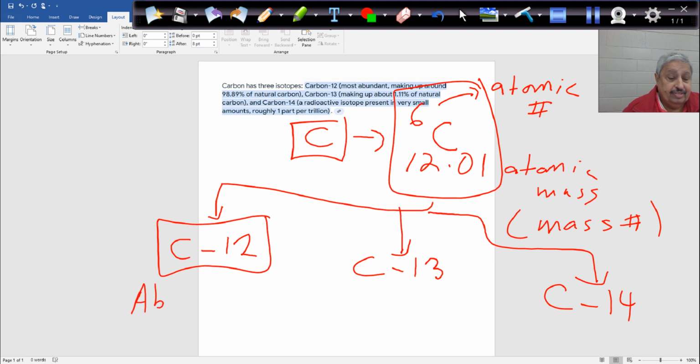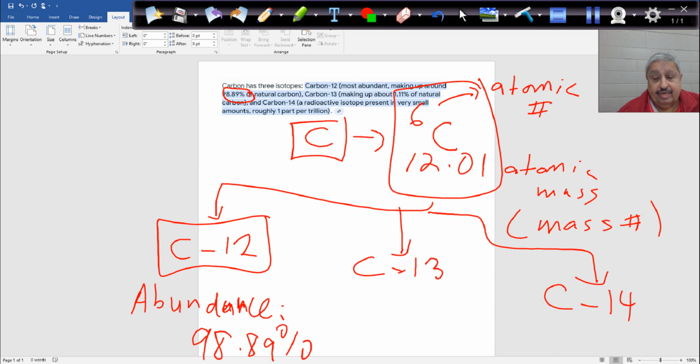The abundance in percentage, as you see at the top here, for carbon 12 is 98.89%. Carbon 13, as you can see from this value, is 1.11 percent. And carbon 14 is almost 0%.